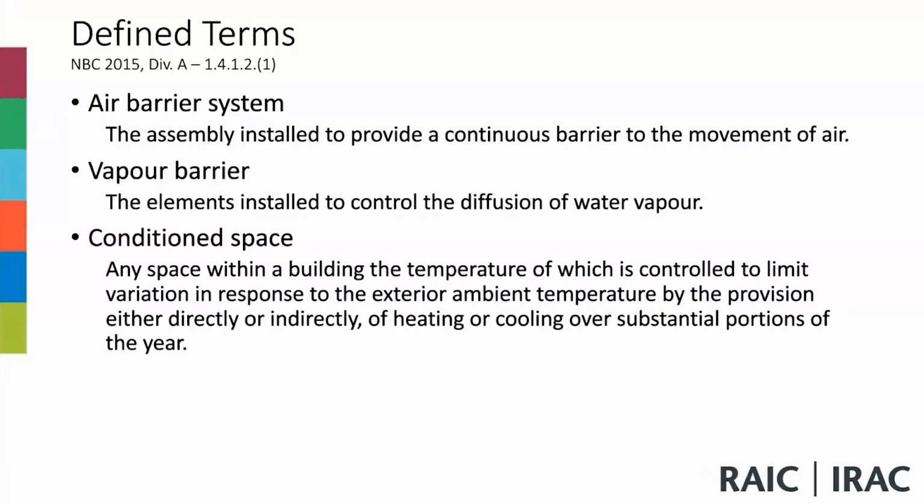So we just go back and double review the terminology. An air barrier system is resistance to the movement of air. The vapor barrier is resistant to, and controls, the diffusion of water vapor. And what's a conditioned space? It is a space within the building with the temperature controlled to limit variations from the exterior temperature by the provision of either directly or indirectly heating and cooling over substantial portions of the year.